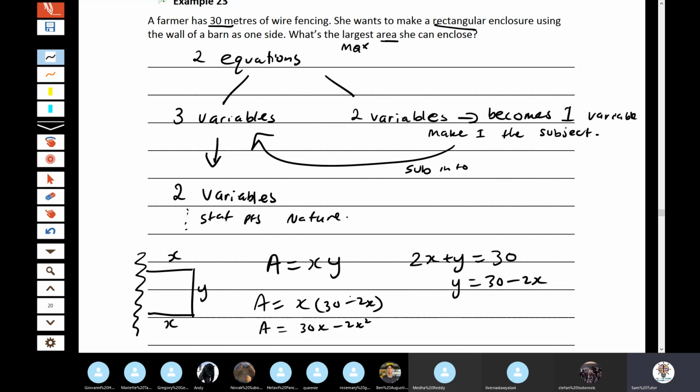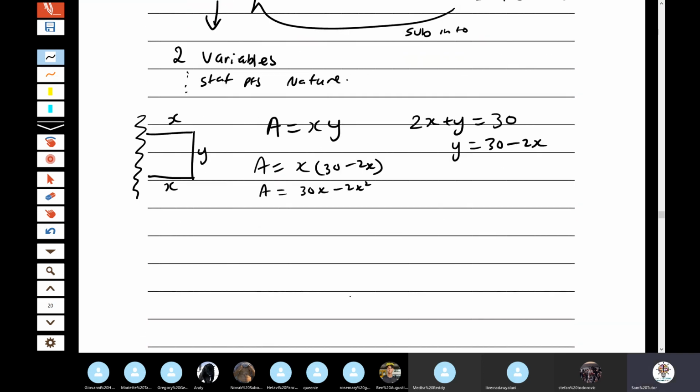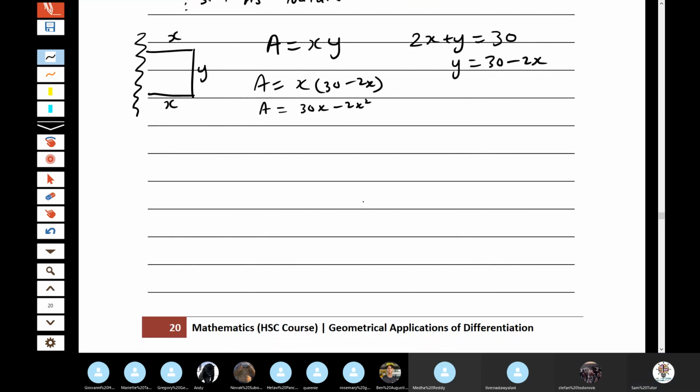I'm just going to scroll it down and wait for anyone that has any questions. Any questions? Guys at home, any questions? All good? Okay, and then like I said, once you've got that, you've got an A and an X. You've got 2 letters. Find your maximum area, just differentiate. You're done. dA on dx, stat points. dy on dx equals 0.